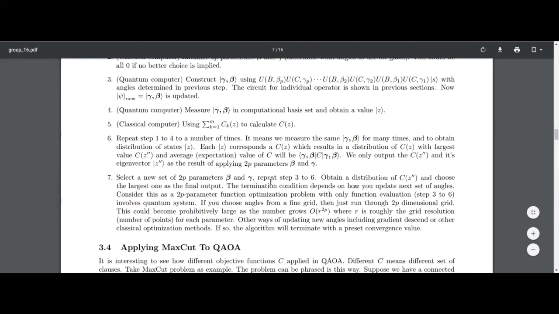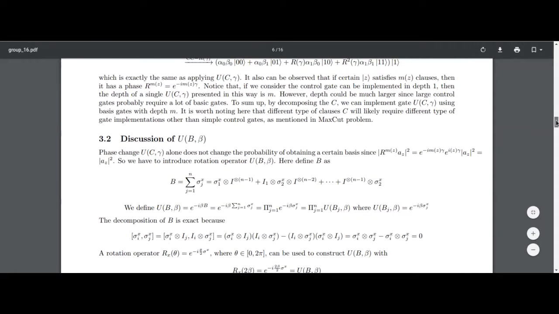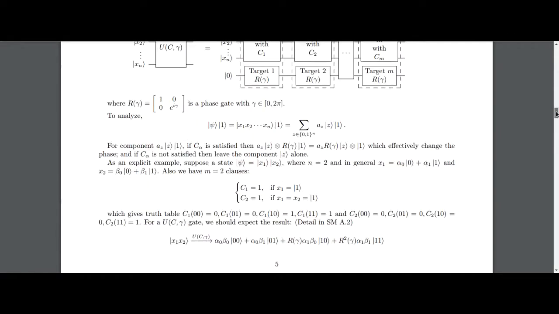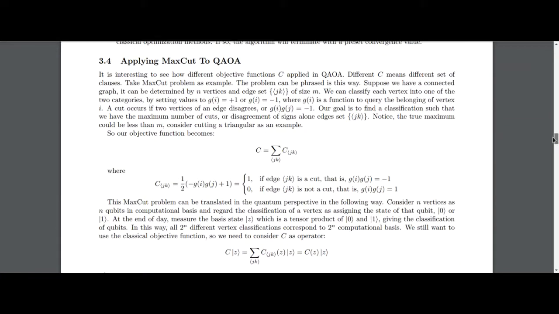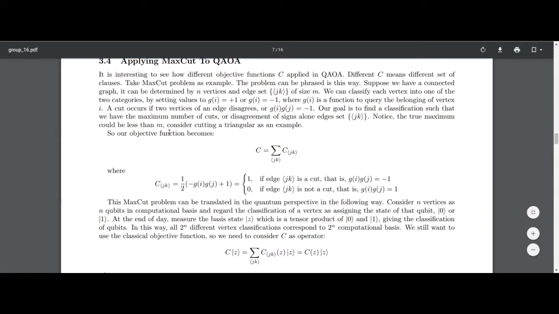So I think I understand the general idea. I mean, it's not so sure. I'm not so sure why this circuit works. Maybe let's go through the actual maxcut example. Here they're applying maxcut. It's interesting to see how different objective functions C apply to Q. Okay, so C is the objective function.